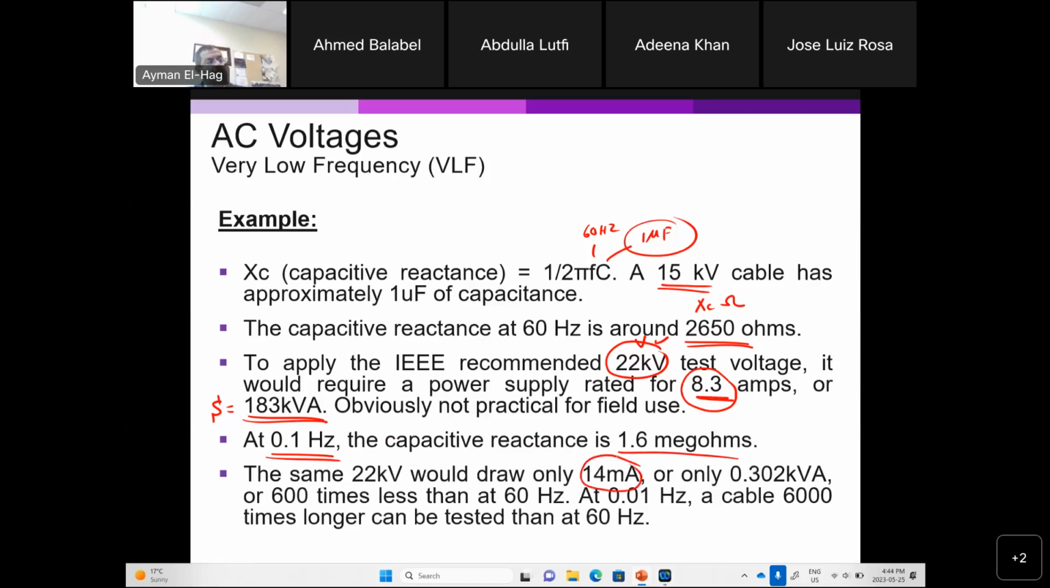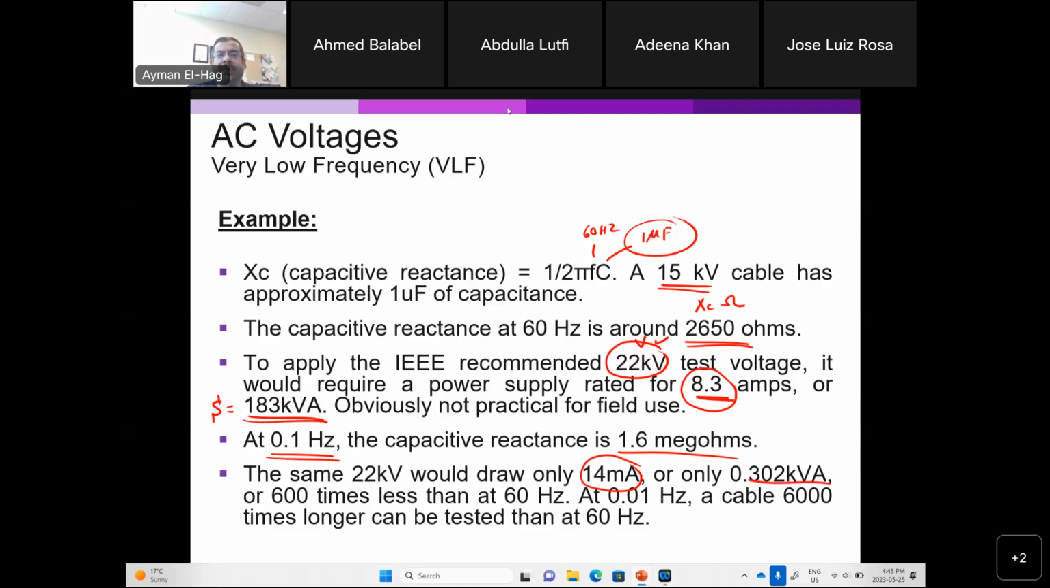That is how much power is needed from your device, which will make the size, instead of the 183 kVA, a fraction of a kVA. So it is like 600 times less than the power rating that you need to use. Okay, and that is why it is preferable, or this is one of the new trends in testing the cable, is to use this low frequency.